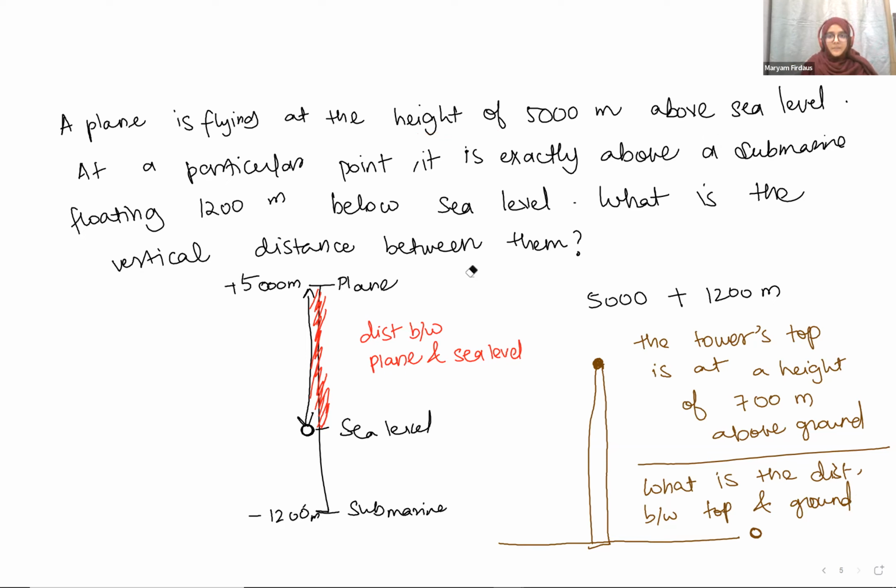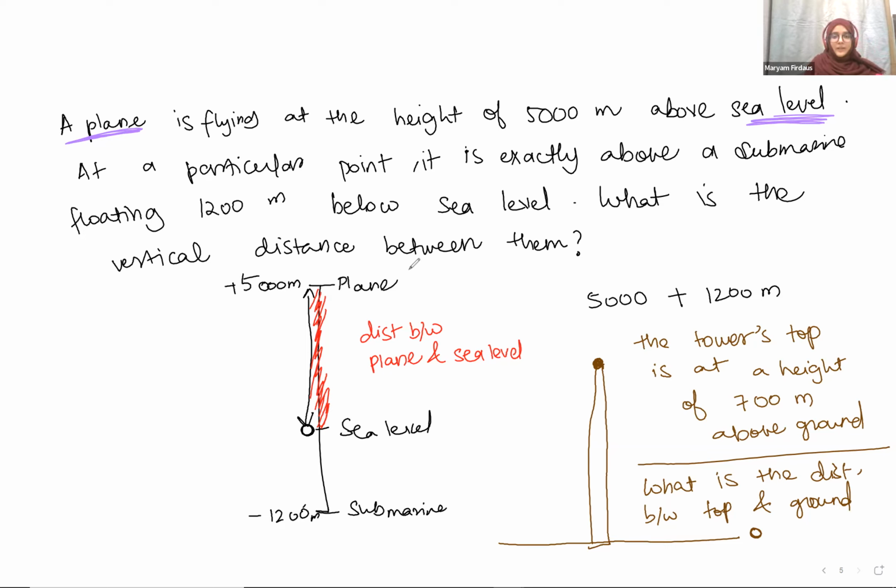and tell me, what is the distance between the plane? What is the distance between the plane and the sea level? Sea level, that means 6,200. The distance between the plane and sea level, not plane and submarine.